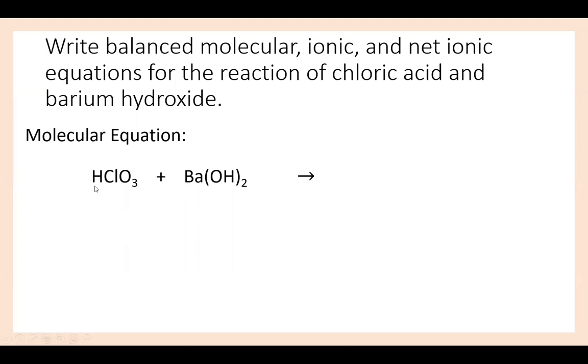That means that the hydrogen is going to form a product with the hydroxide. The barium will form a product with the chlorate ion. So we end up with water and barium chlorate. We need 2 of the chlorate ions because they're negatively charged, -1. So we need 2 of them to balance the positive 2 of barium.